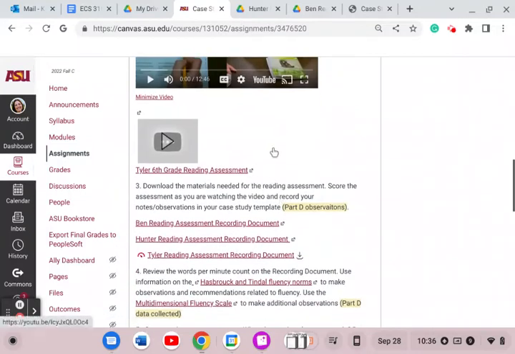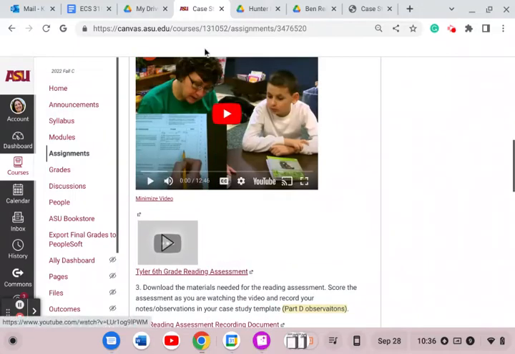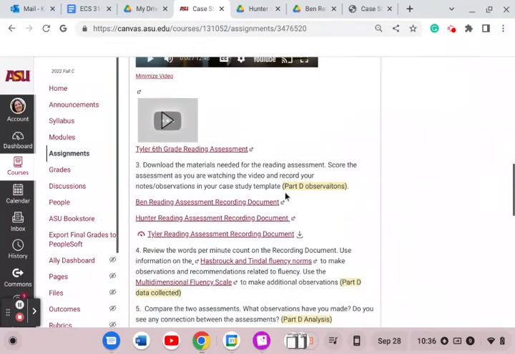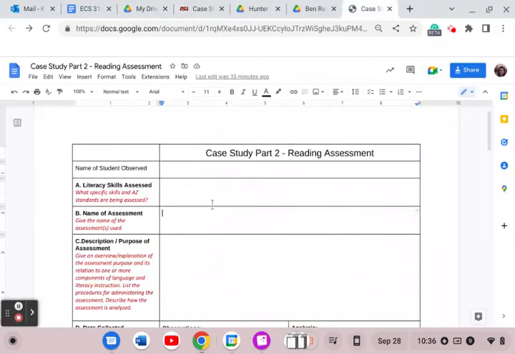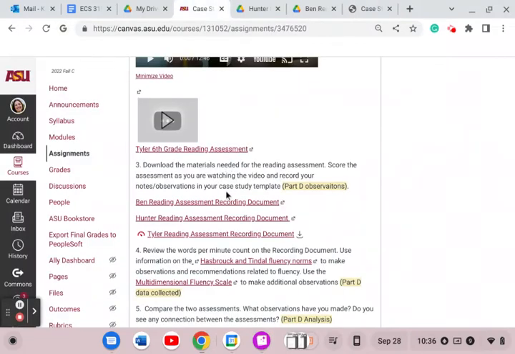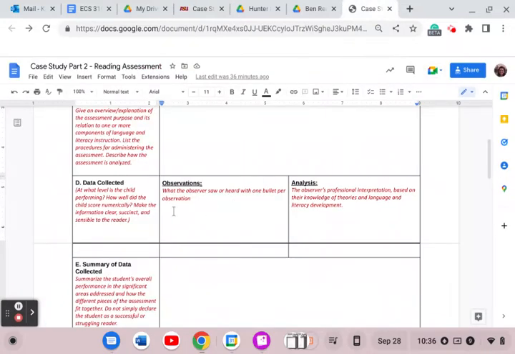So once you have watched the video and gone through the assessment with your child throughout the video, you're going to come down to part D. So part D is down here. You're going to think, what observations were made? As you watch this, what came to your mind? What did the child do? Were there any things that stood out for you? And that's where you put it in the observation.